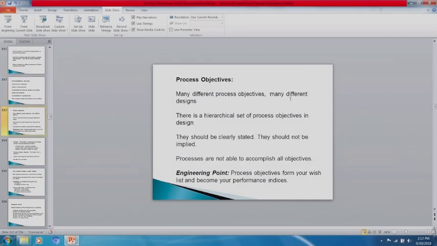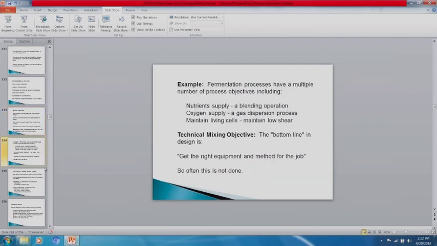Many different process objectives, many designs. There is a hierarchy of process objectives. It should be clearly stated. It should not be implied or hidden. Again, I said this earlier. Your objectives form your wish list and become your performance indices. And processes are not going to accomplish all your objectives.